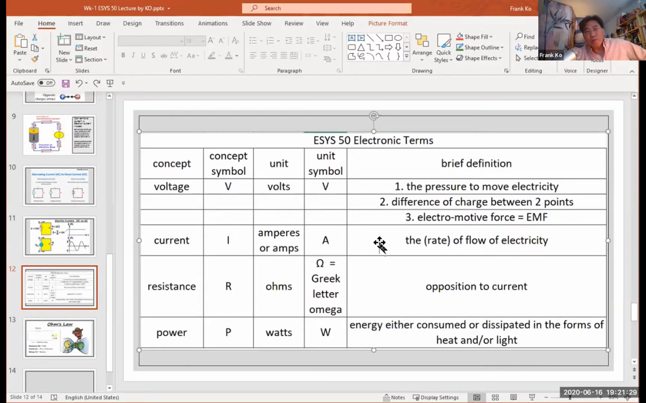What is the brief definition of current? The definition is the rate of flow of electricity. The rate of flow. How many amps are flowing at any given point in time? The next term that we want to be familiar with is called resistance. And resistance, as the name implies, the definition is really good. Opposition to current. The symbol for resistance is a capital R. The unit for resistance is ohms. And the symbol looks like this horseshoe symbol. It's a Greek letter called omega. And it is the symbol that represents ohms. Ohms is the unit. R is the symbol for resistance.